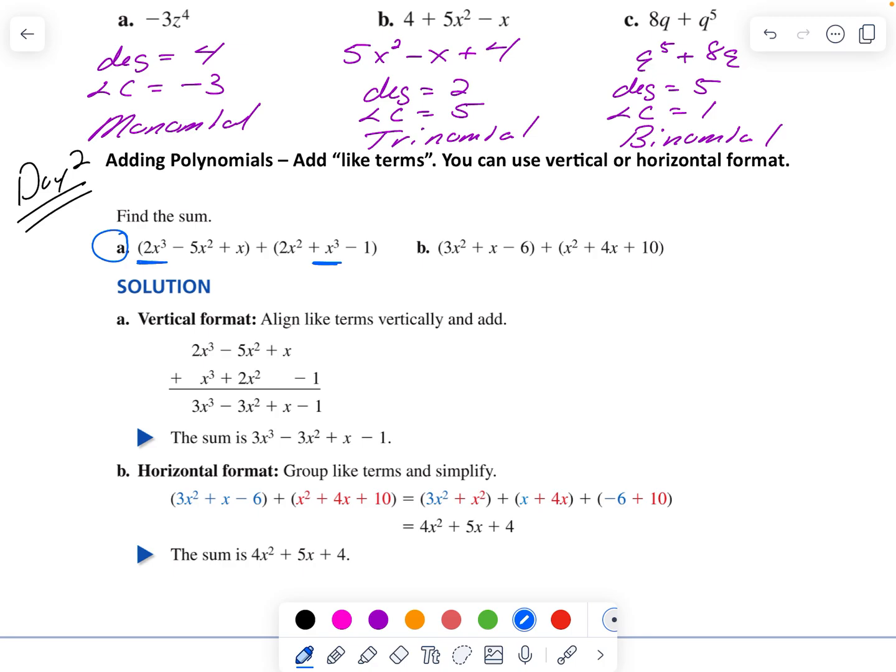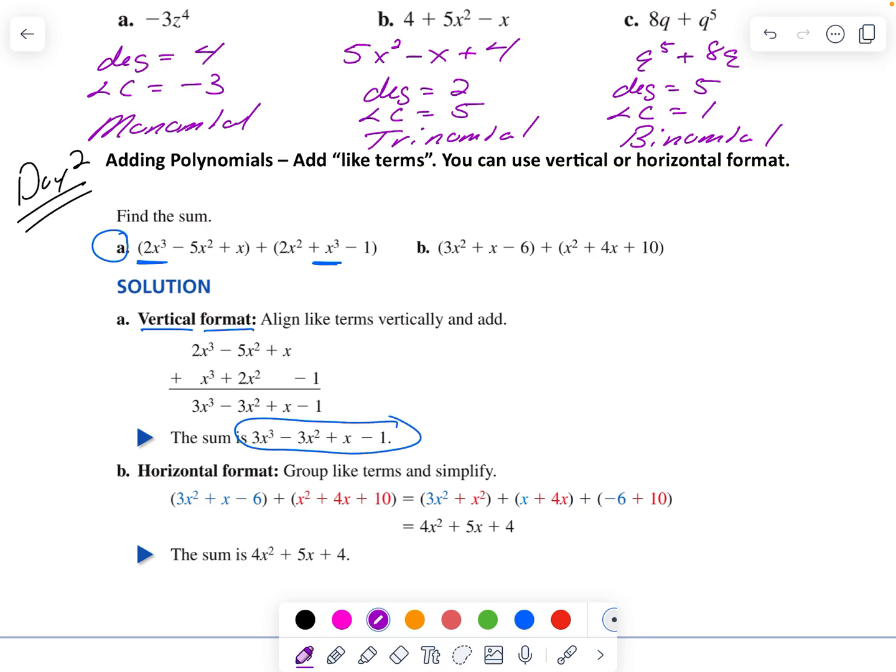Now, there's 2 methods of doing this. One method is the vertical format. Not my favorite, but I'm going to show it to you because it's in the book. That's when you write them on top of each other, lining up the like terms. So you can see the 2x cubed minus 5x squared plus x, and now the second parenthesis, they rearranged it so it looks like x cubed plus 2x squared minus 1. So when things are lined up, you can just add like you normally would, down each column, and we get our final answer.